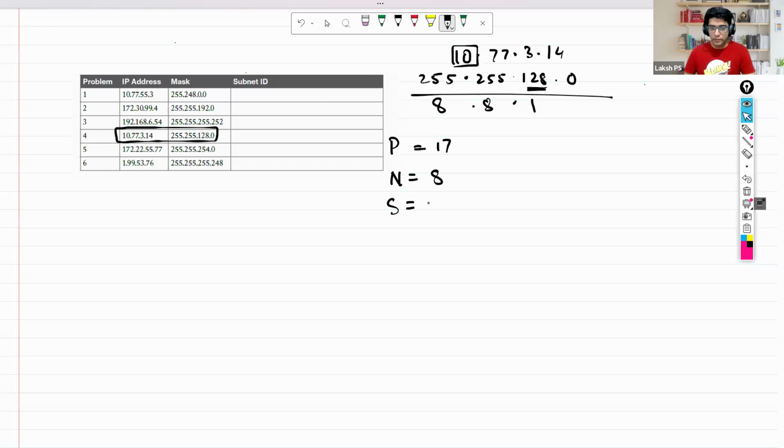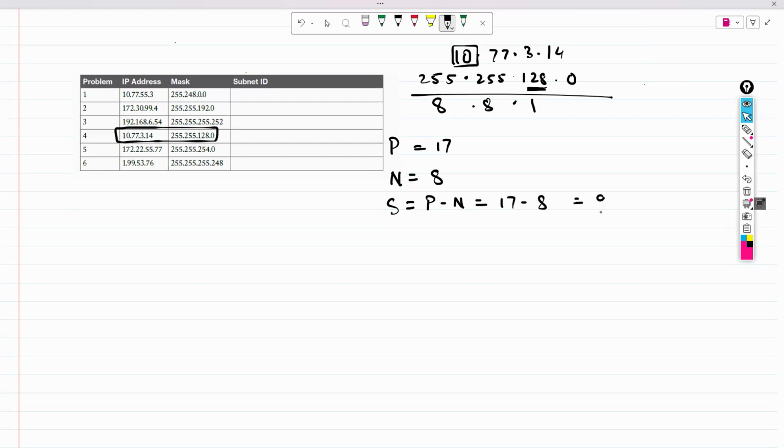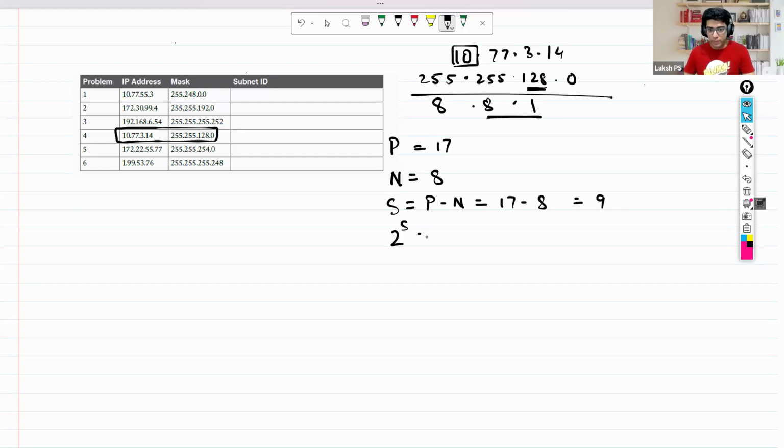Total number of subnet bits will then be P minus N. So 17 minus 8 gives us 9. So we have 9 subnet bits. How many subnets can we have? We can have 2 power S, or 2 power 9, which gives us 512.